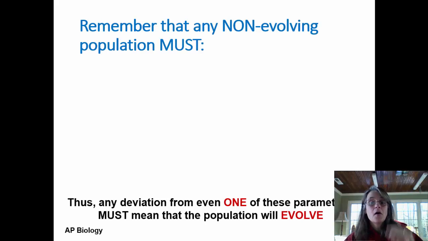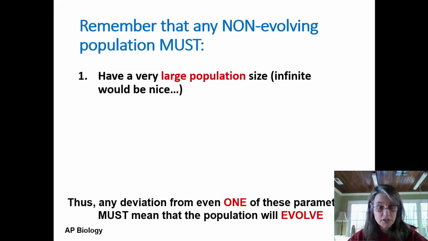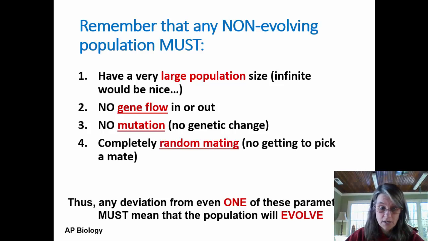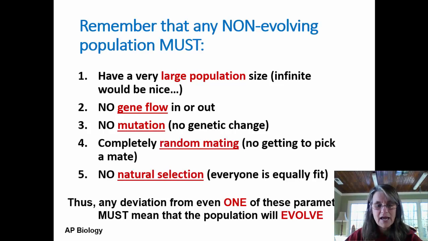So remember what Hardy and Weinberg told us a non-evolving population must have. They must have a large population size, no gene flow, no mutations, completely random mating, and no natural selection. Okay? So that means that if any one of these parameters is not in place, any one of them, then evolution of some sort will be occurring.